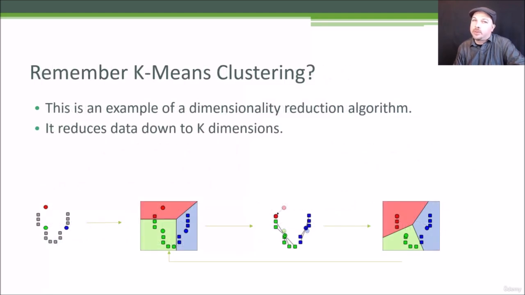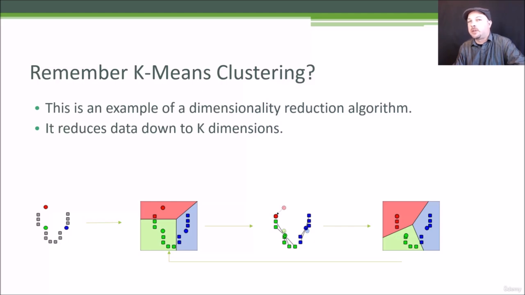A very simple example of dimensionality reduction can be thought of as k-means clustering. For example, we might start off with many points that represent many different dimensions in a data set, but ultimately we can boil that down to k different centroids and your distance to those centroids. So that's one way of boiling data down to a lower dimensional representation.